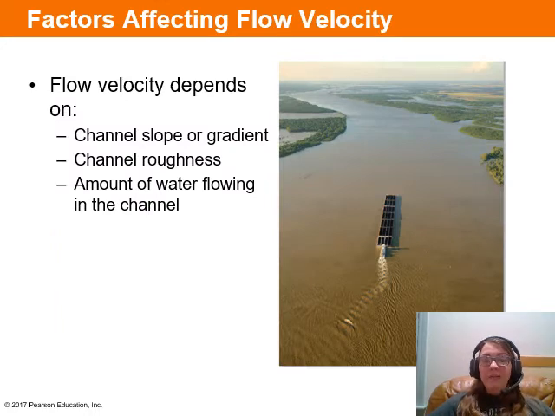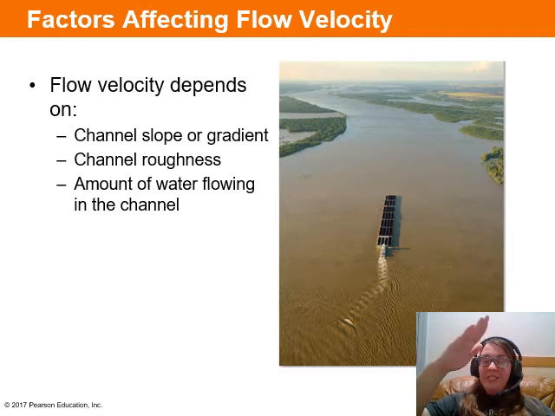But there are a lot of different factors that are going to affect how quickly this water flows, which in geology we call the flow velocity. So this flow velocity is going to depend on a lot of different things. The first is just what is the slope or the gradient of the river channel. So if we have a very flat stream, we're going to see that it's going to be a very slow moving river.